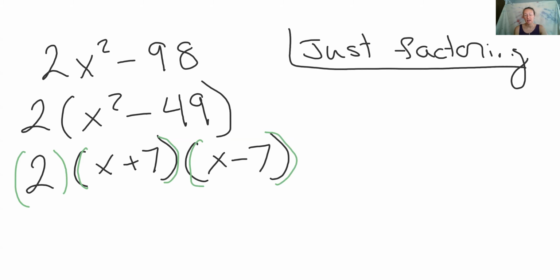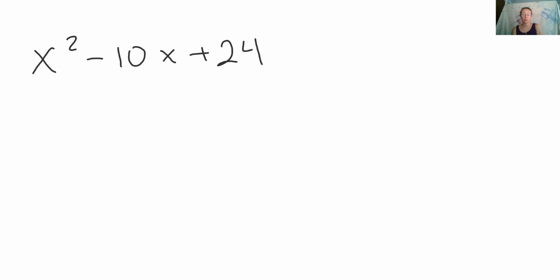Let's move on to the next example, which is going to be a simple trinomial, which is a quadratic that has a leading coefficient of 1. So this is a trinomial or a quadratic with a leading coefficient of 1. So these are the easier type to factor if they are factorable.